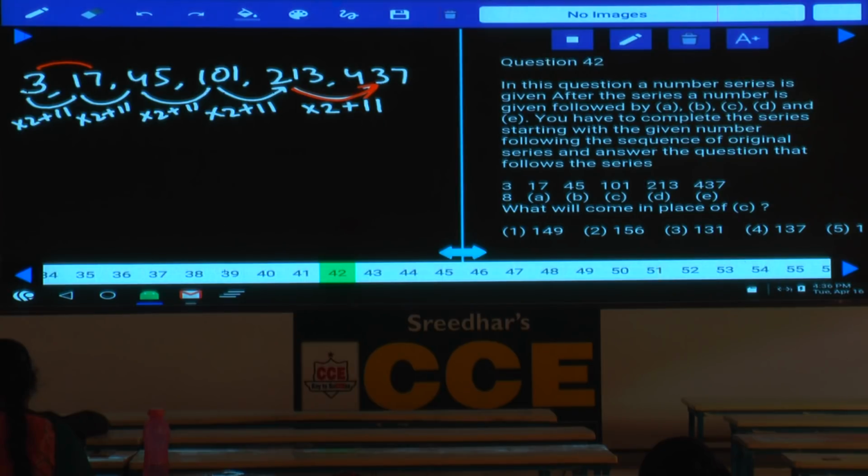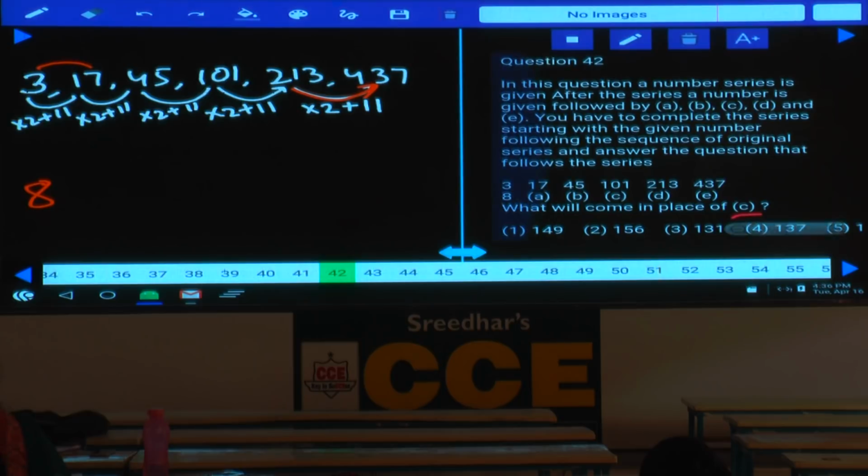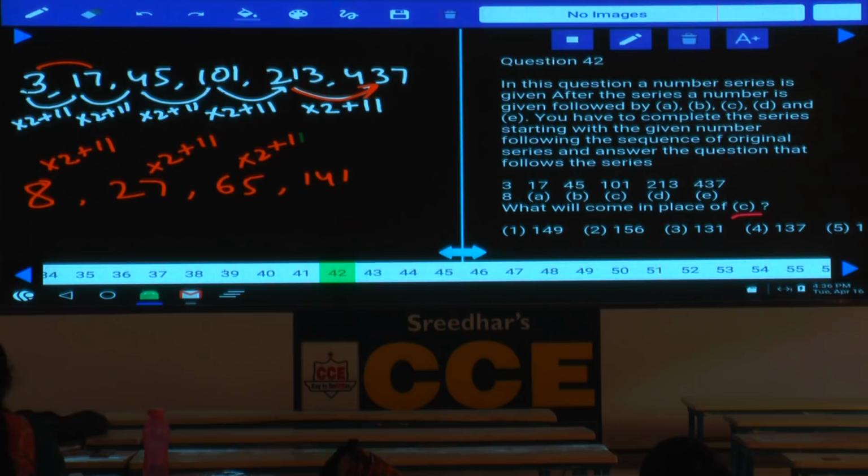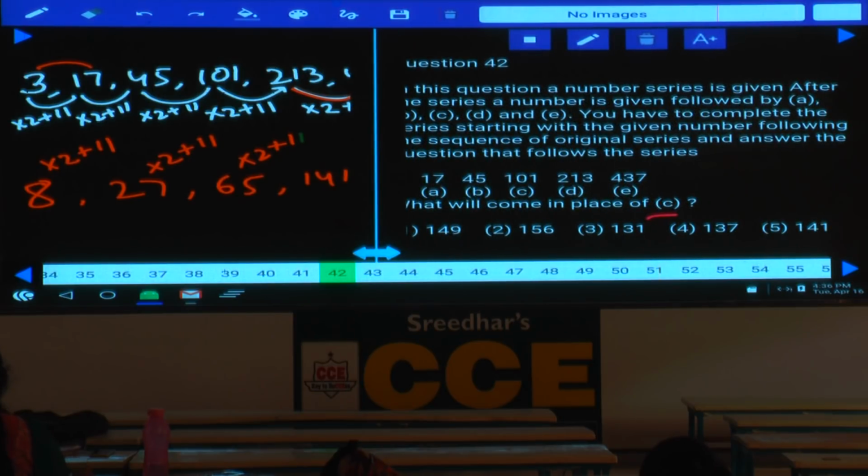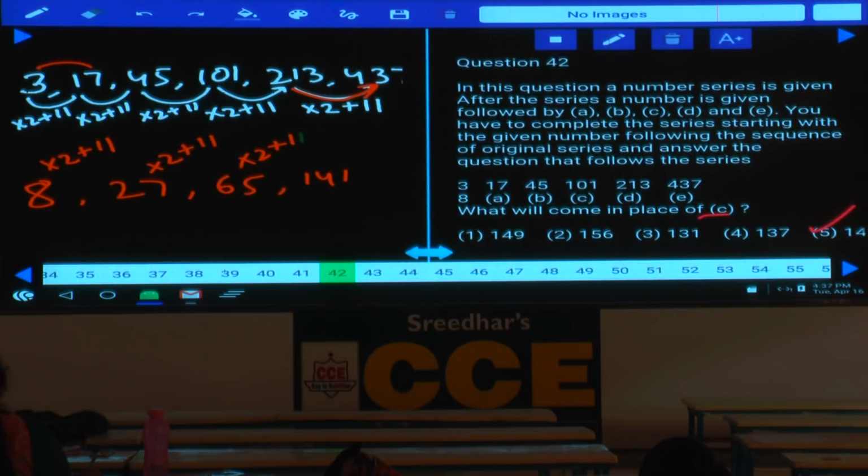Done with this? Then starting with 8, now we need to find the number C. Now 8 into 2 plus 11 is how much? 16 plus 11, 27. 27 into 2, 54 plus 11. 54 plus 11 is how much? 65. And 65 into 2, that is 130 plus 11, 141. Hence 141, choice 5 is the answer. Question number 42, it is choice 5, 141. Into 2 plus 11, into 2 plus 11, into 2 plus 11 and so on.